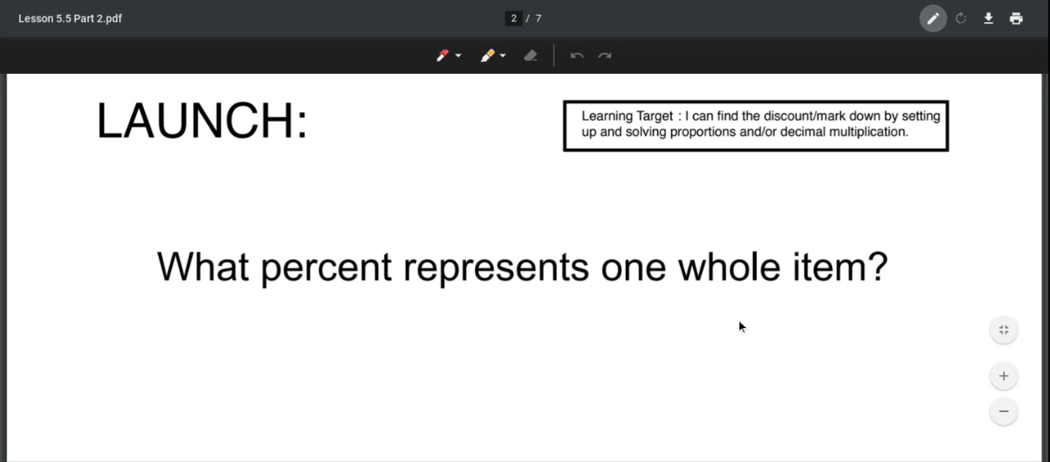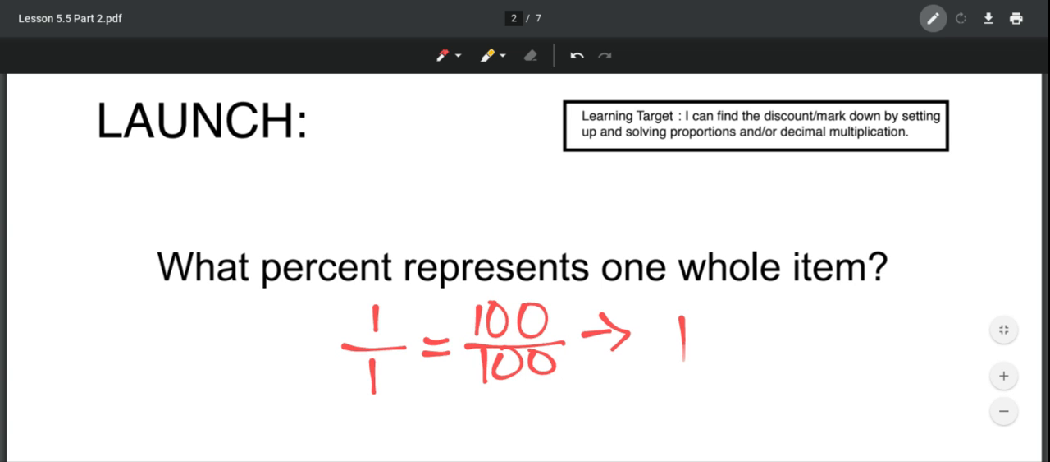What percent represents one whole item? Well, if we think about a whole as a fraction, we would think of it as 1 over 1. And therefore, if we set up a proportion to find what part of 100 1 over 1 is, that would be 100 over 1. So the percent that represents a whole would be 100%.